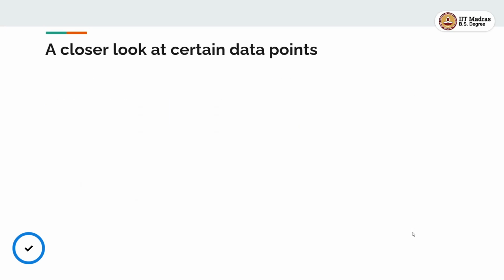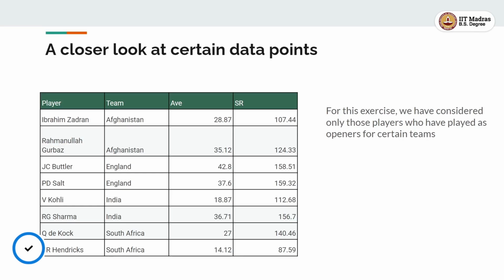So now that we have decided on what features we wanted to look at, let us also look at a smaller number of data points. We had 247 players, but not all of them are opening batsmen. And it is also hard for us humans to go through all those 247 values and compare them. So for this exercise, we have only taken 8 players and we are going to see if we can answer the question on the basis of these 8 players.